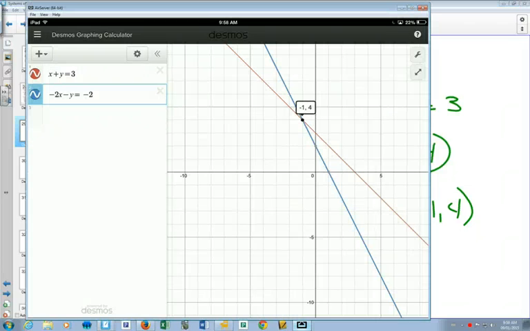And I got the AirPlay going. I graphed it on my iPad. There's x plus y equals 3 and negative 2x minus y equals negative 2. And there, the two lines intersect at negative 1 comma 4. Obviously, they don't have the same slope. And because they don't have the same slope, we have an intersection point.